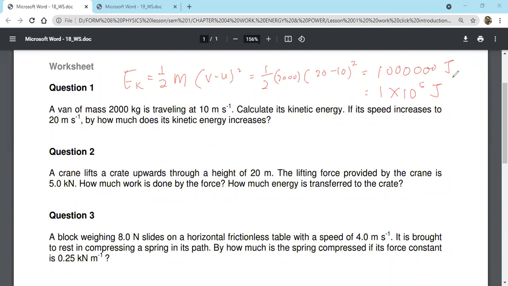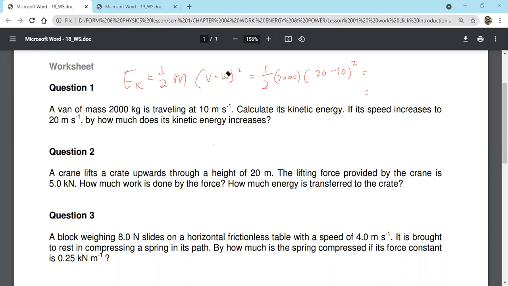100,000, okay, 1 times 10 to the power 5. Sorry, this one. Okay, so we use 1/2, this one, let me see. The speed, we cannot do it like that.